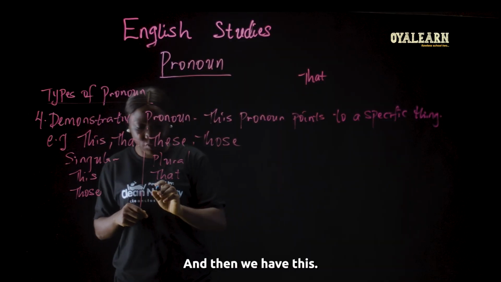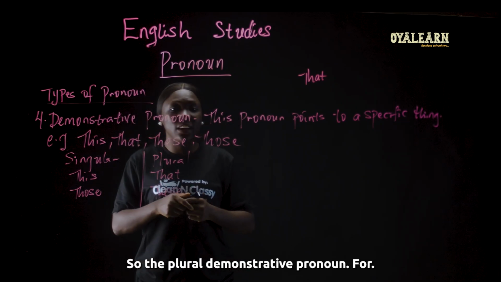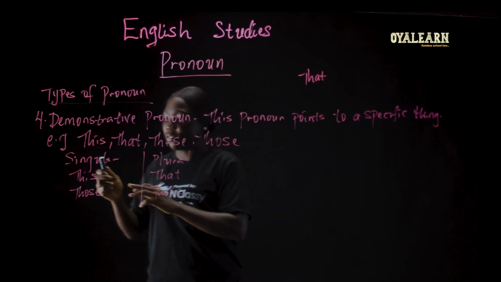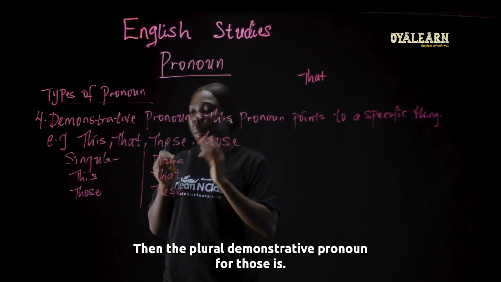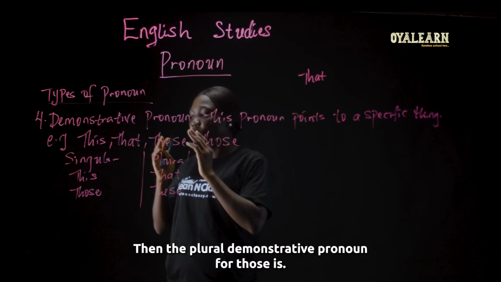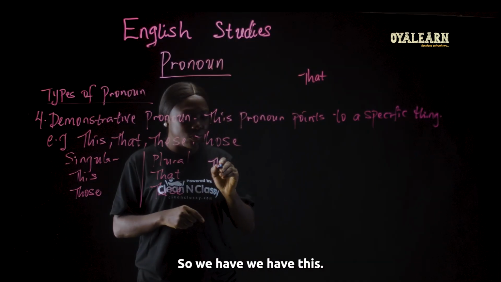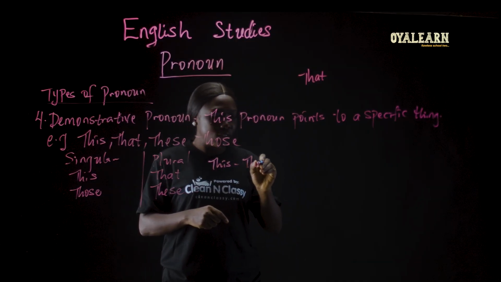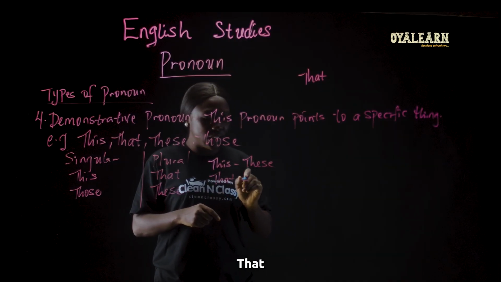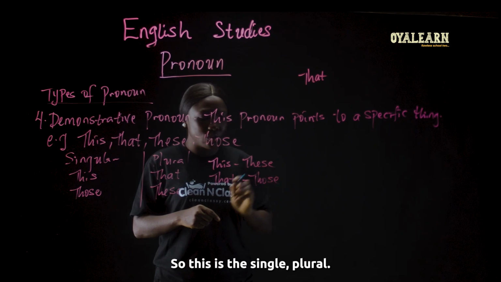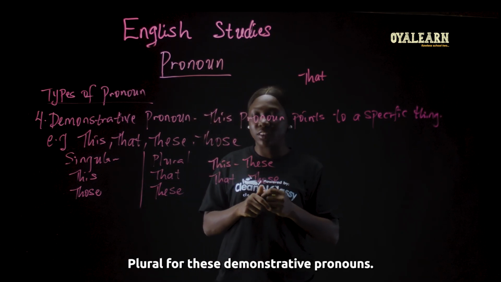And then we have this. All right. So the plural demonstrative pronoun for this is these. Then the plural demonstrative pronoun for that is those. So we have this, which has singular and plural. Then we have that and those. So this is the singular and plural for this demonstrative pronoun, and this is the singular and plural for that.